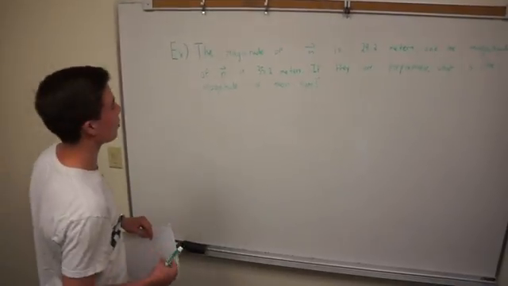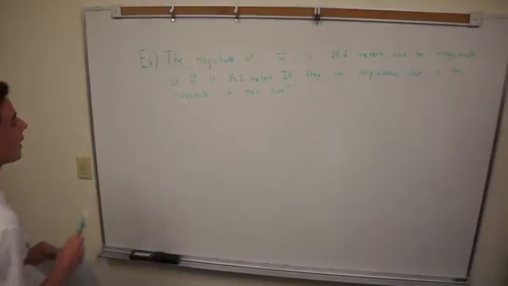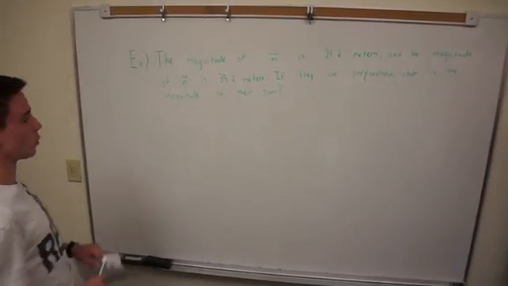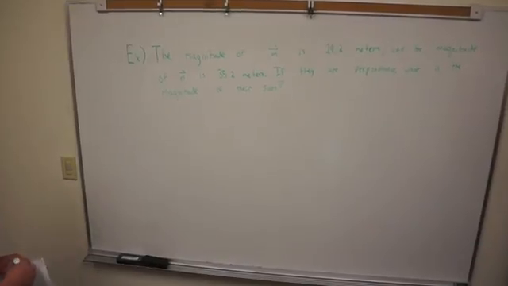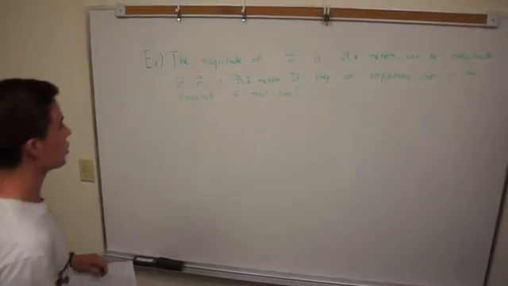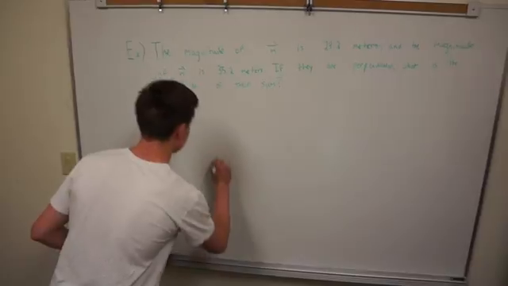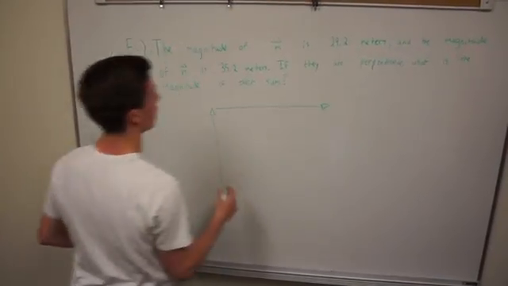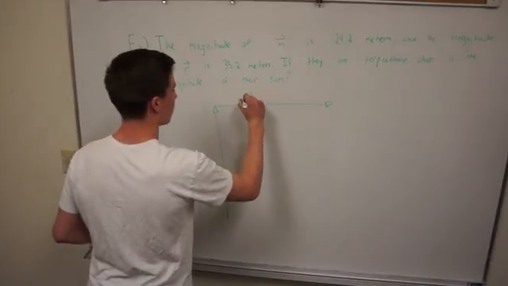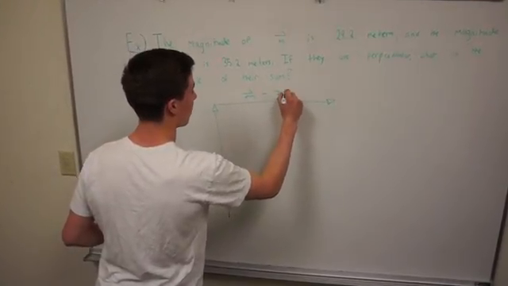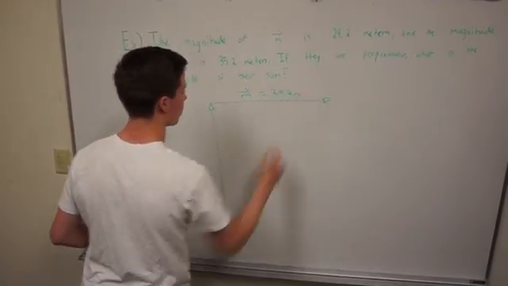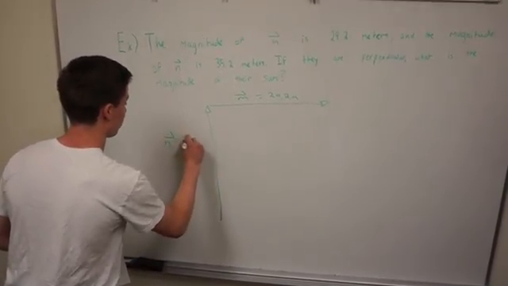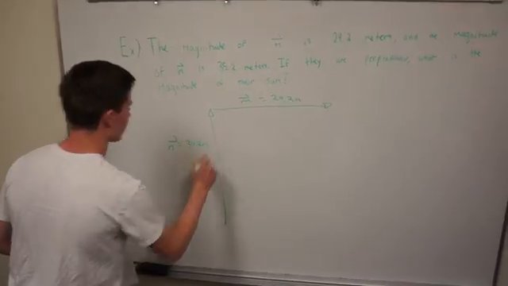This is the first example. The magnitude of m is 29.2 meters, and the magnitude of n is 35.2 meters. If they're perpendicular, what is the magnitude of their sum? To set this problem up, you want to go tip to tail, like this. We'll say this is m, which equals 29.2 meters, and then this is n, which equals 35.2 meters.